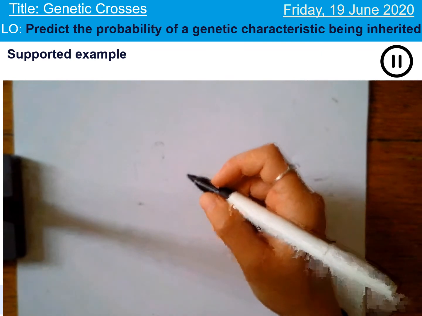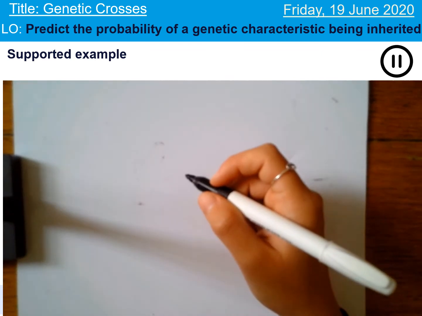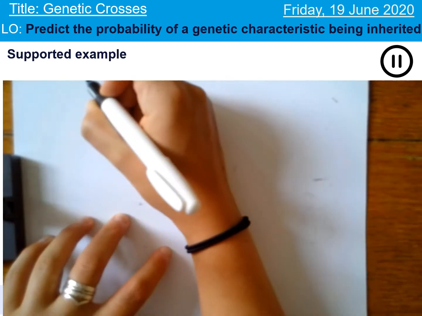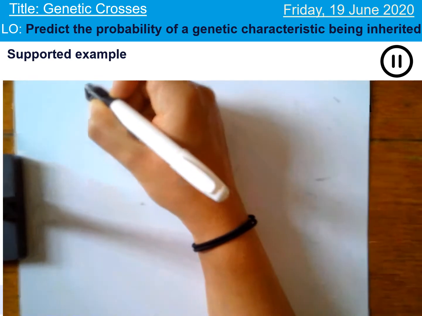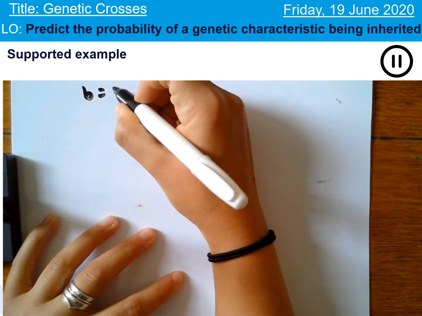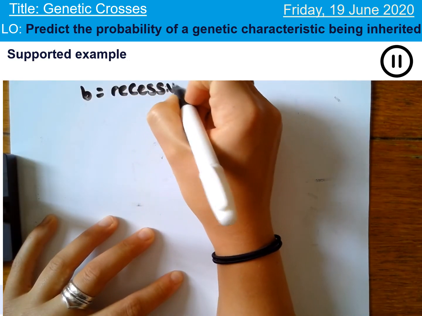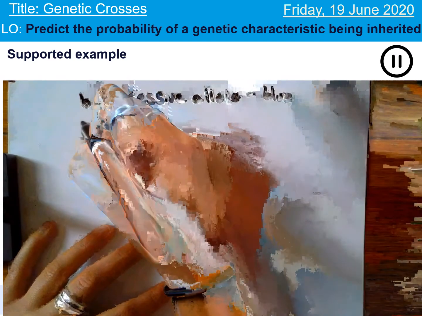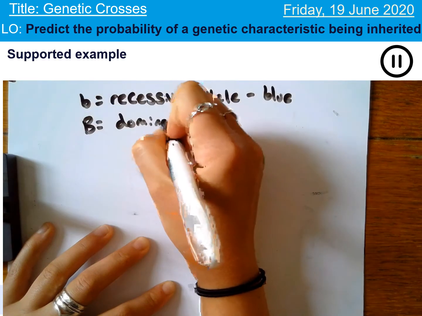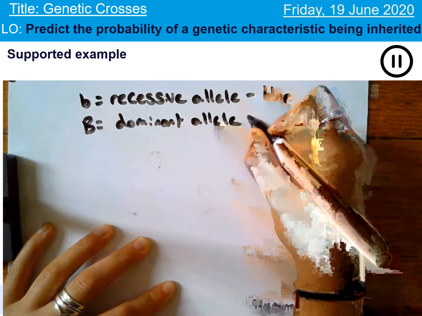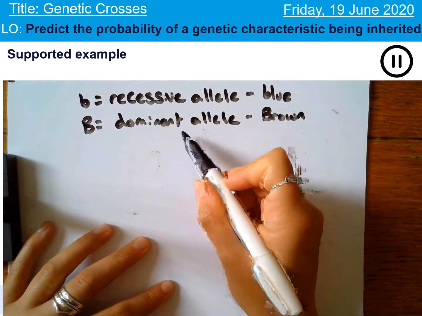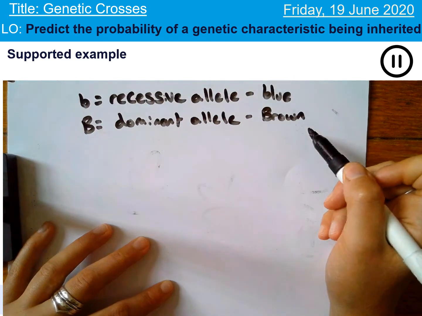In this video we are going to look at Punnett square inheritance, and I'm going to help you through a worked example. Again, in this example we are going to look at eye colour, with a recessive allele represented by a lowercase b for blue eye colour, and a capital B to represent our dominant allele, which is the eye colour brown.